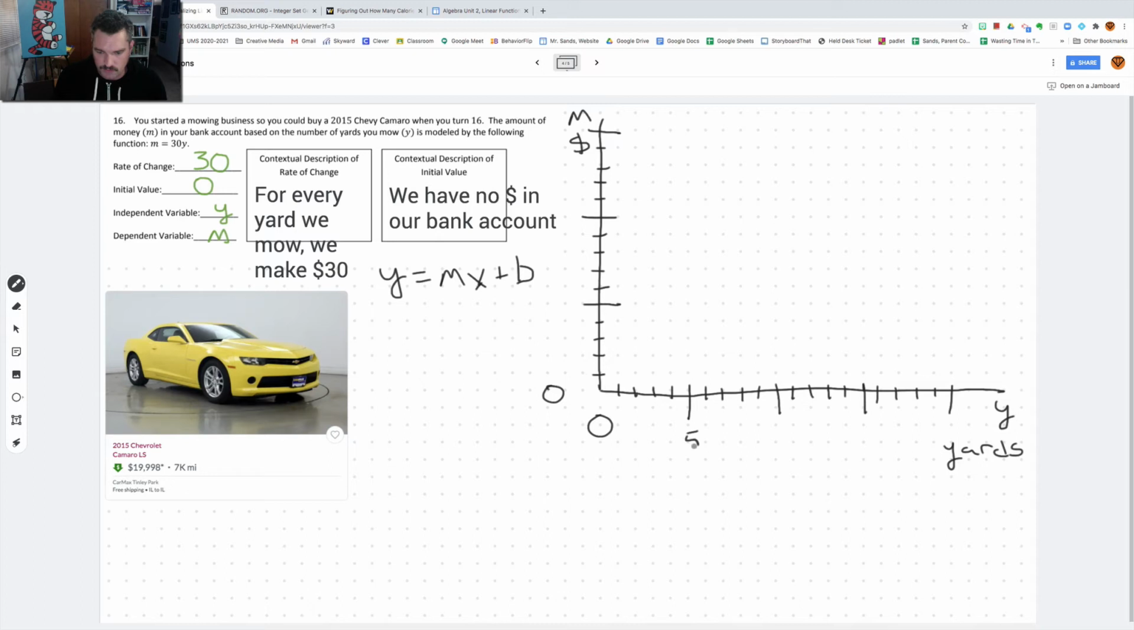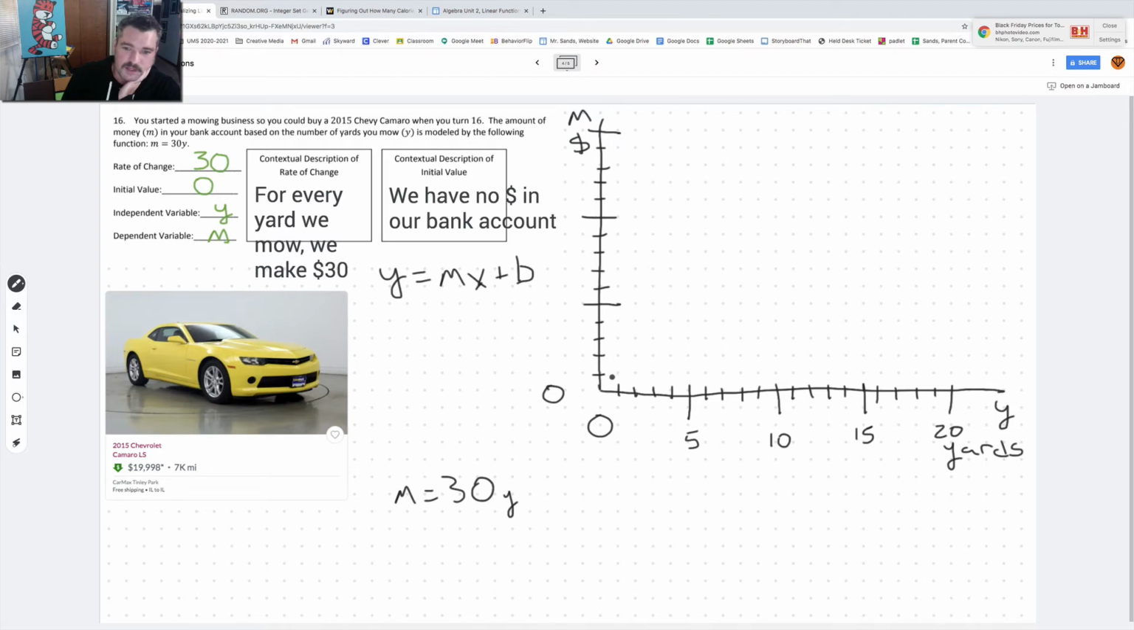So if we called this 5 and 10 and 15 and 20, what do we need to make our scale at? So if we are mowing 5 yards, well, 5 times 30 is going to be 150. So maybe 10, 20, 30, 40, 50. Well, that would only put us here, so we need a little more room here.